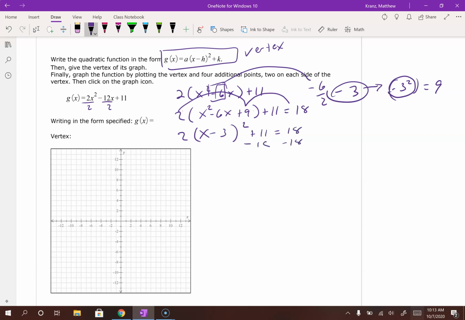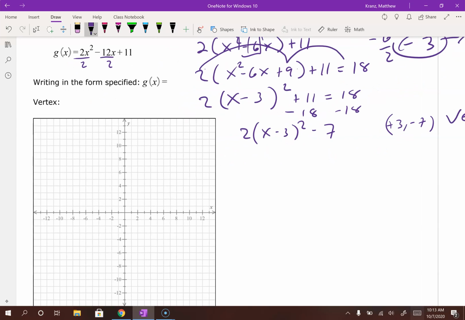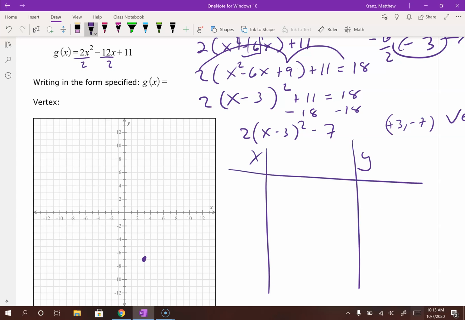I subtract my 18. So 2(x minus 3) squared minus 7. So my vertex is positive 3, negative 7. That's the vertex. So I have a positive 3, negative 7 right there. If I go ahead and make my table of values, we have 2(x minus 3) squared minus 7. And I know that I have a 3, negative 7 right there.